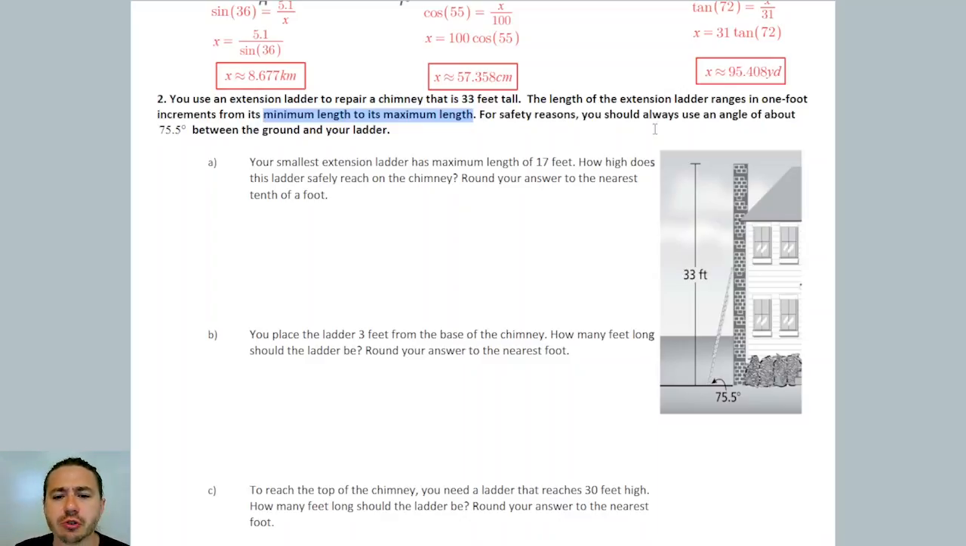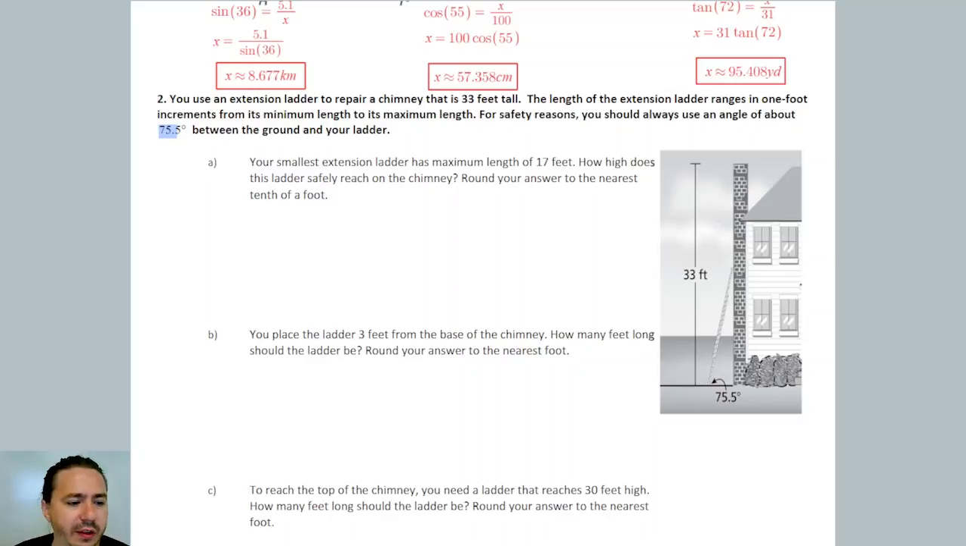For safety reasons, you should always use an angle of about 75.5 degrees between the ground and the ladder. That seems reasonable. So we're not going to be changing this angle measure down here. If we want the ladder to be longer, we'll have to scoot it back, because the angle needs to be the same. It says the smallest extension ladder has a maximum length of 17 feet. How high does the ladder safely reach the chimney?